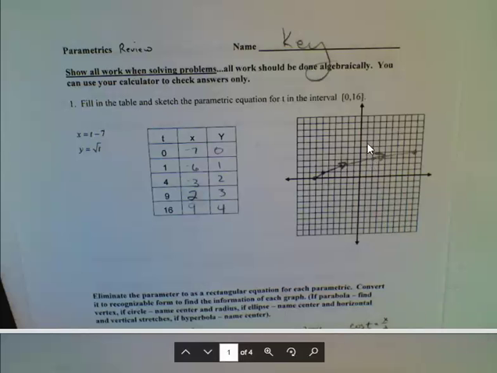Don't forget if this went to, let's say, infinity, from 0 to infinity, then you would have to put an arrow on the end of it to show that it goes on forever. Okay, so just be careful if there is a start and a stop, or does that go to infinity.